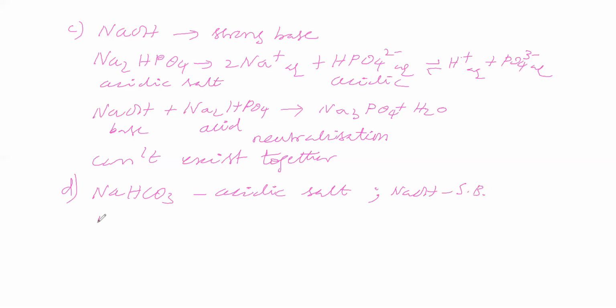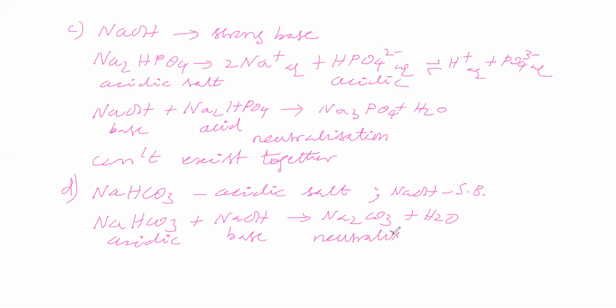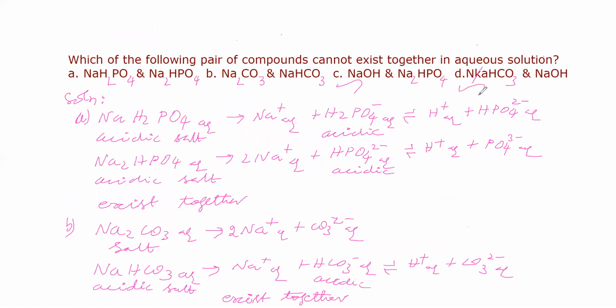Now, on mixing these two, the sodium bicarbonate, since it has acidic nature, reacts with the sodium hydroxide base and gives sodium carbonate and water. Sodium bicarbonate is acidic in nature, sodium hydroxide is a base, so on mixing a neutralization reaction takes place. Since a neutralization reaction occurs, they cannot exist together. Because one is an acid and the other is a base, this mixture cannot exist together. So this option is also an answer for this question.